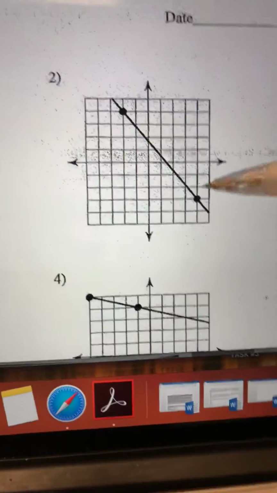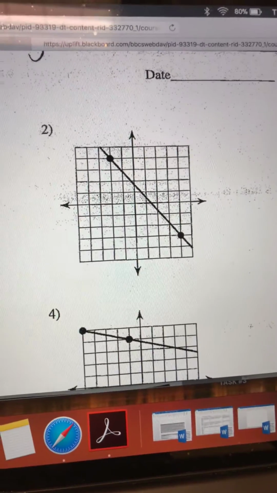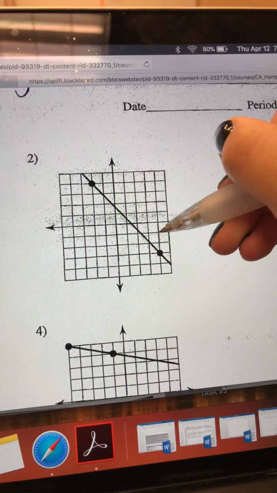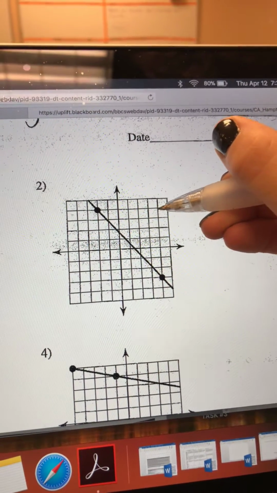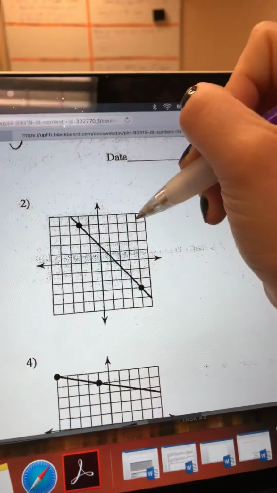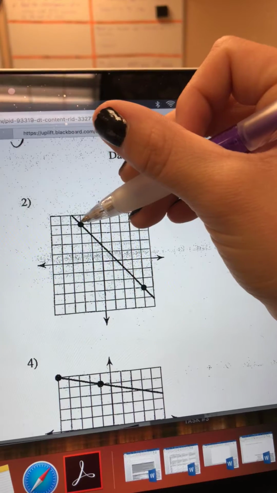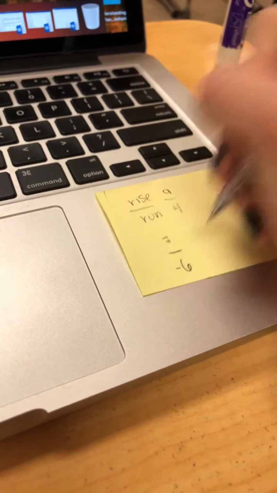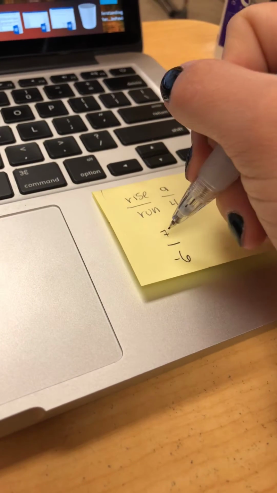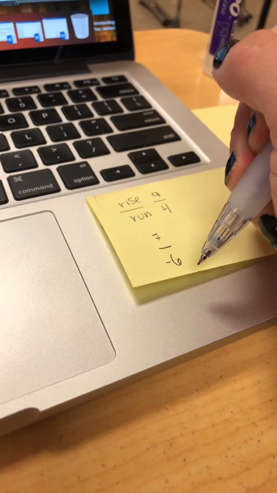Here's number 2. We're going to start at the bottom right here. Again, rise over run. I'm going to rise 1, 2, 3, 4, 5, 6, 7 times. And my run is going to be 1, 2, 3, 4, 5, 6. Now, since I'm moving to the left, my run is negative. So my slope is going to be negative. It's going to be 7 over negative 6. That is going to be my slope.